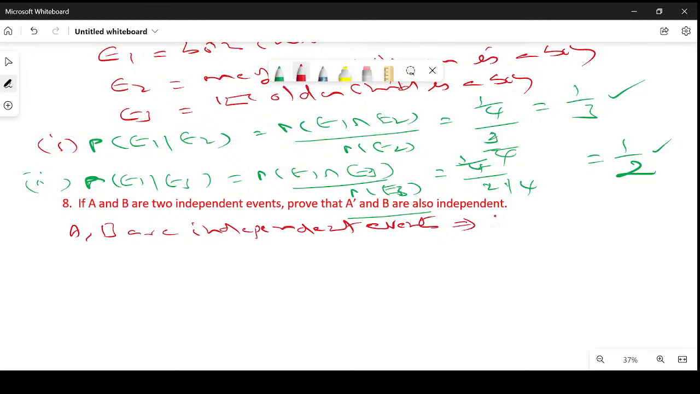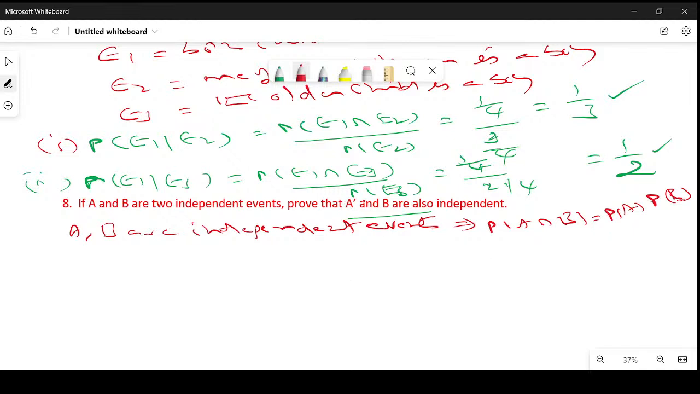Given independent events, I can write P of A intersection B is equal to P of A into P of B. This is given, so they have given independent events. Because they are independent events, I can write P of A intersection B is equal to P of A into P of B, the product of P of A and P of B.